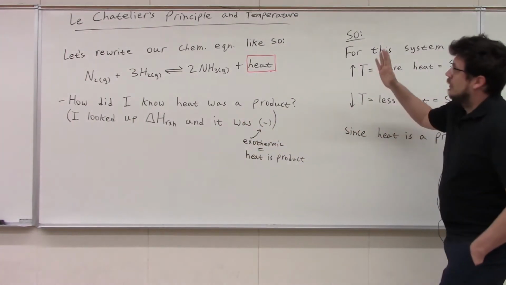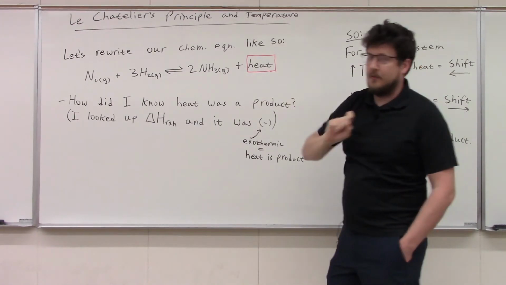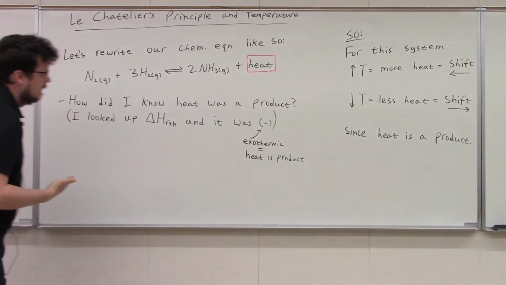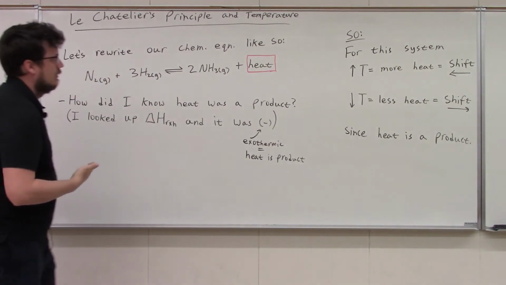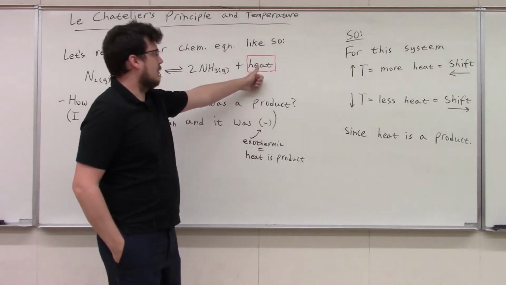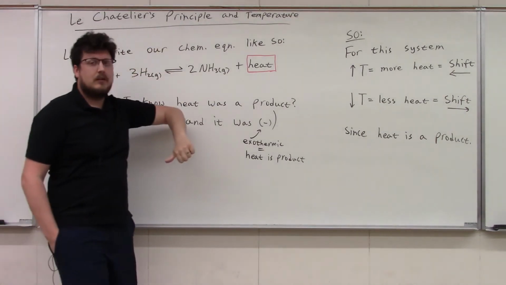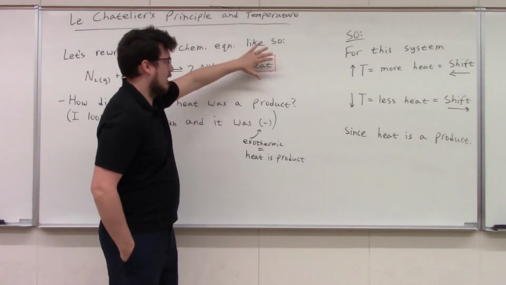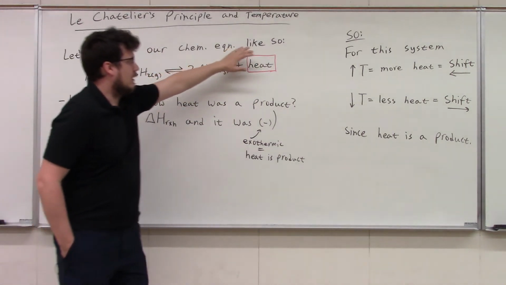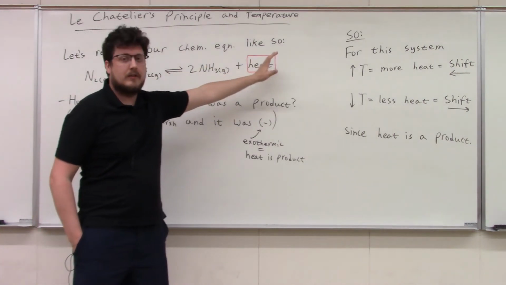Anyway. So we rewrite our equation. So we have added heat to it. You might see where I'm going here. All right, there's a new relationship that we're looking at. Well, if I increase temperature, it means I'm adding heat. If heat is a product, that means I'm adding a product. I'm going to shift left. Now, if I remove heat, if I lower temperature, I'm removing heat. And that is going to cause a loss of a product. And our system is going to shift right to compensate.